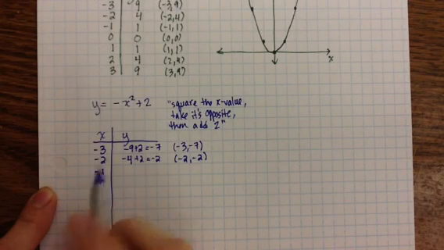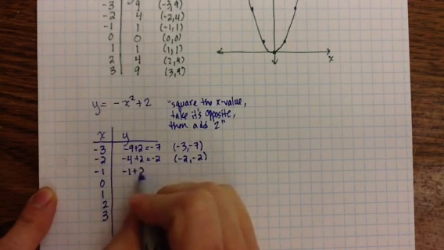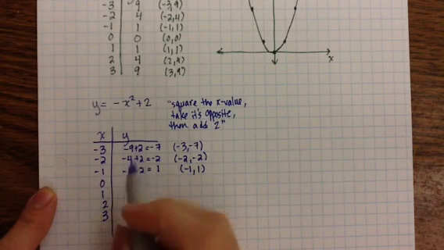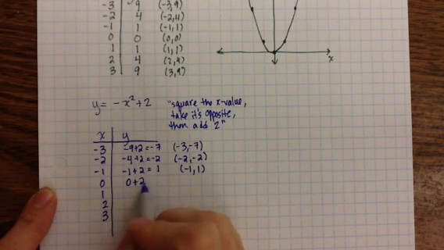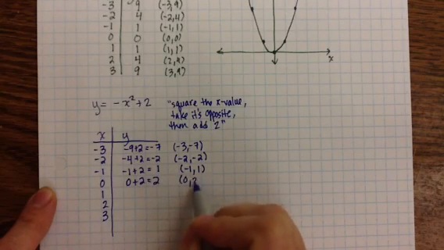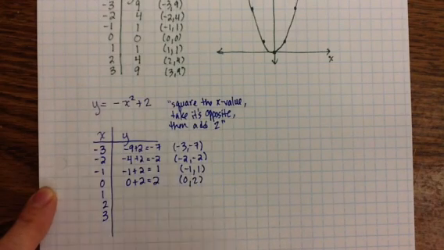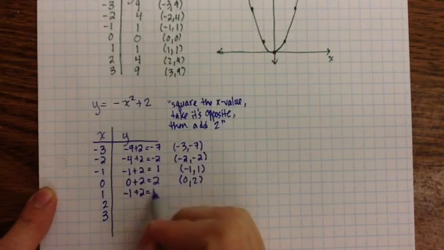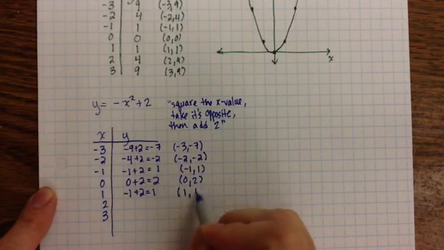-1 squared is 1. The opposite of that is -1. Plus 2 is 1. So -1, 1. 0 squared is 0. The opposite of that is still 0. Plus 2 is 2. So 0, 2. 1 squared is 1. The opposite of that is -1. Plus 2 is 1. So we get 1, 1.